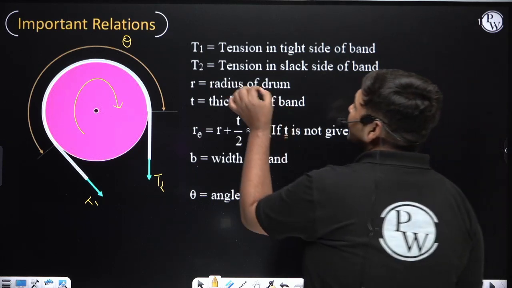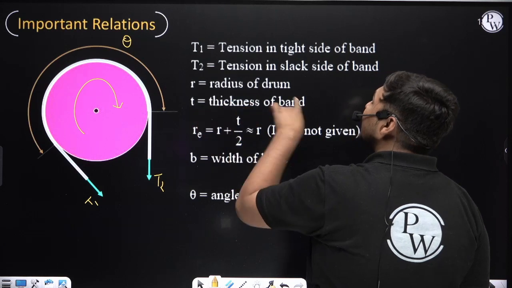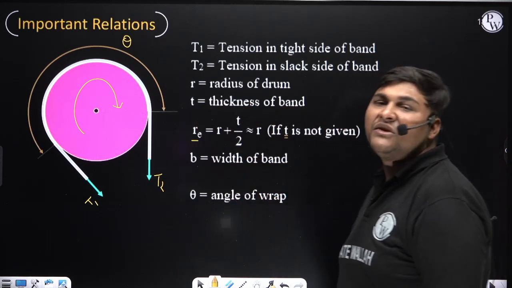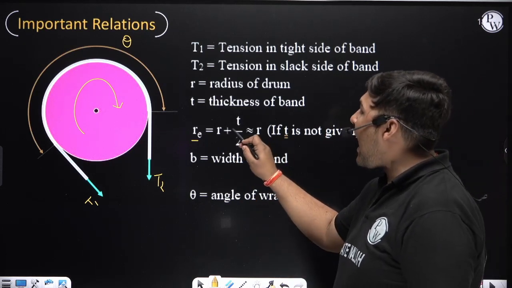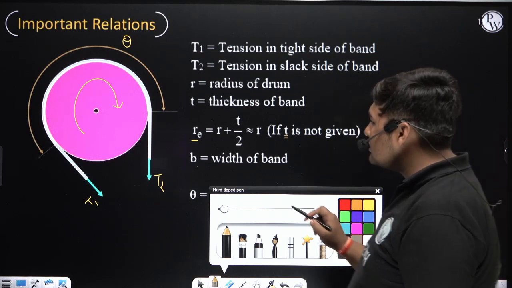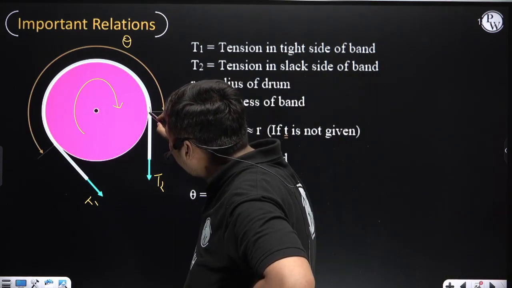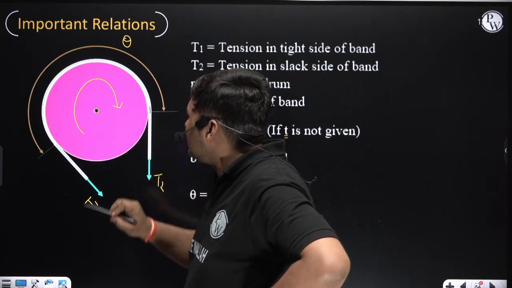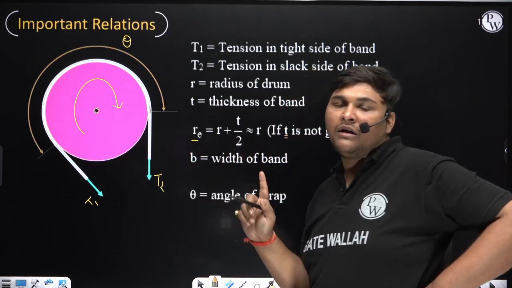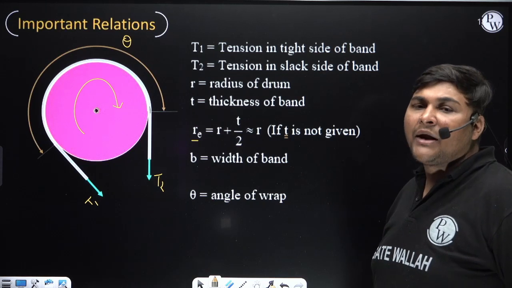Now suppose R is the radius of the drum, and T is the thickness of the band. Then RE is known as the effective radius, and RE is equal to R plus T by 2. Why am I writing R plus T by 2? Because if we want to find the distance of the mid layer of the band from this point, it will be R plus T by 2. And why this distance is important, you will come to know a little later.